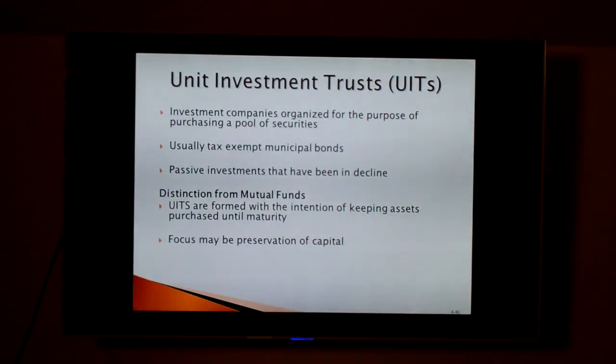Unit investment trusts, I think we're wrapping up the chapter here. They're investment companies organized for the purpose of purchasing a pool of securities. They're usually tax-exempt municipal bonds. Okay? Passive investments that have been in decline. Distinctions from mutual funds: UITs, as they're called, are formed with the intention of keeping assets purchased until maturity. So when you're investing in a unit investment trust, you're locked in, right? There's generally not too much selling early unless you're exchanging with another party. And they usually focus on the preservation of capital.